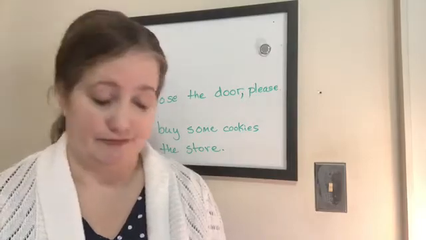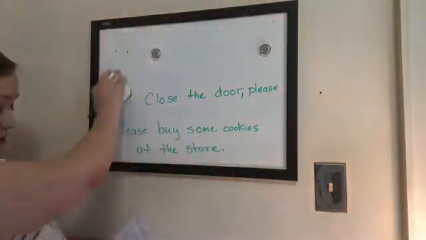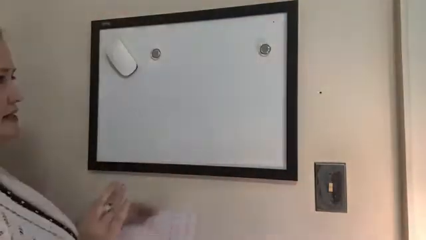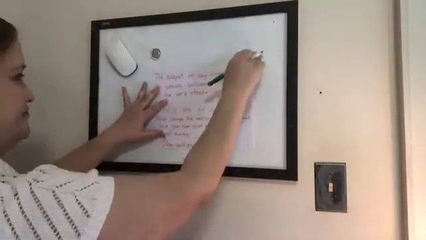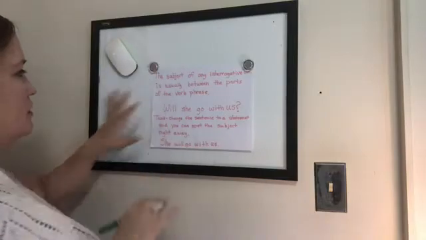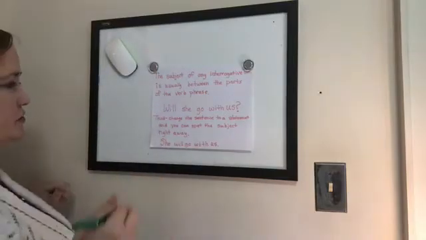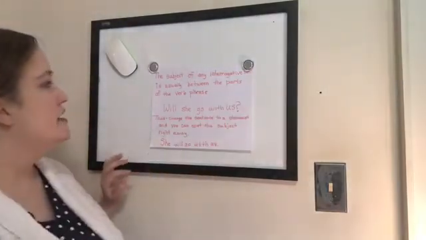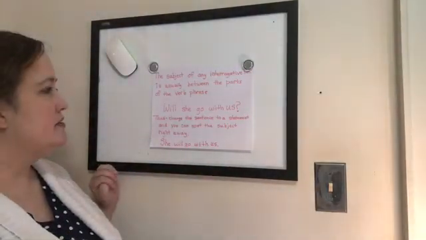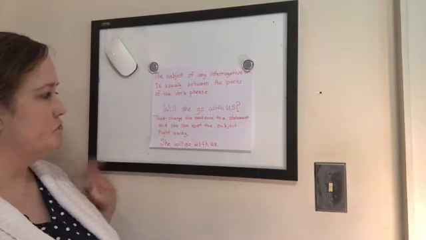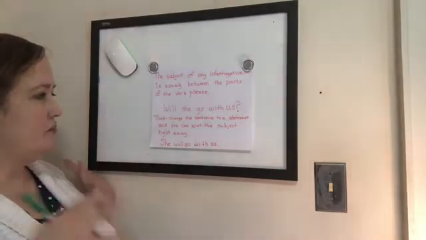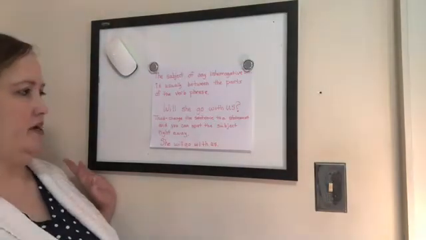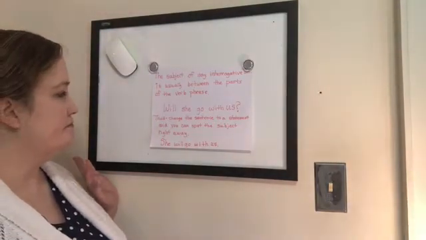That's easy enough. So an interrogative sentence, you know, this is a question. An interrogative sentence asks a question. And I'll just read this. The subject of any interrogative sentence is usually between the parts of the verb phrase. Okay? So here's an example of an interrogative sentence. Will she go with us? And that is a question.